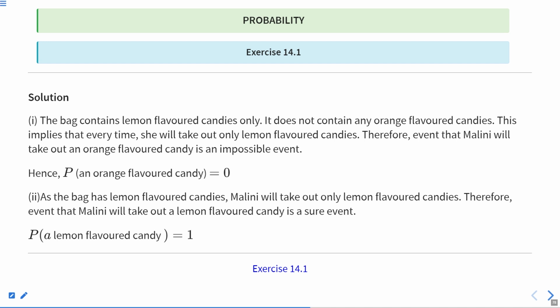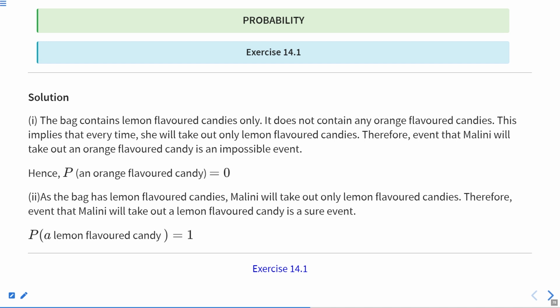Since the bag contains lemon flavored candies only, it does not contain any orange flavored candies. Therefore the event that Malini will take out an orange flavored candy is an impossible event. And we know when an event is impossible, the probability of that event is equal to 0. Hence the probability of an orange flavored candy is equal to 0.